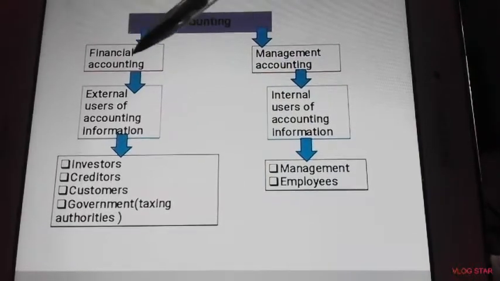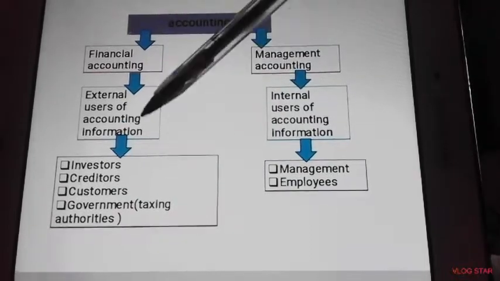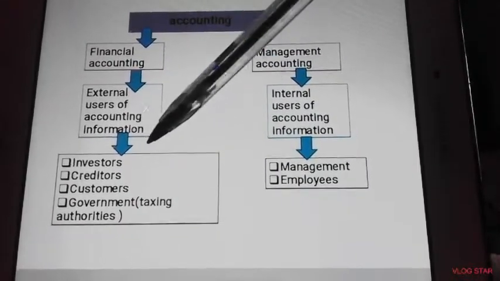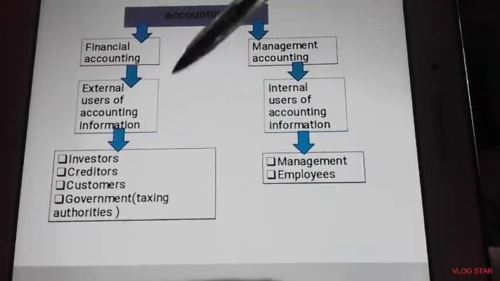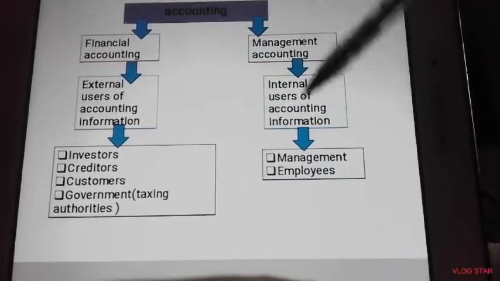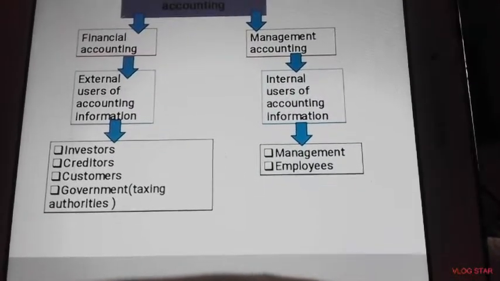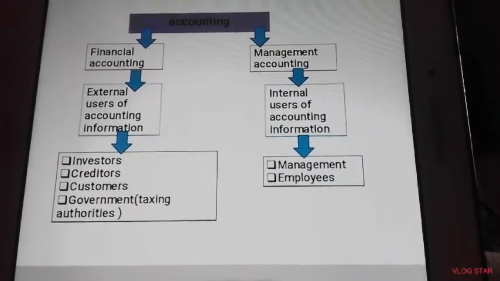So the difference between these two is that financial accounting has to do with external uses, or the outside uses, of accounting information, and management accounting has to do with the inside uses of accounting information. And so that is the difference between those two.